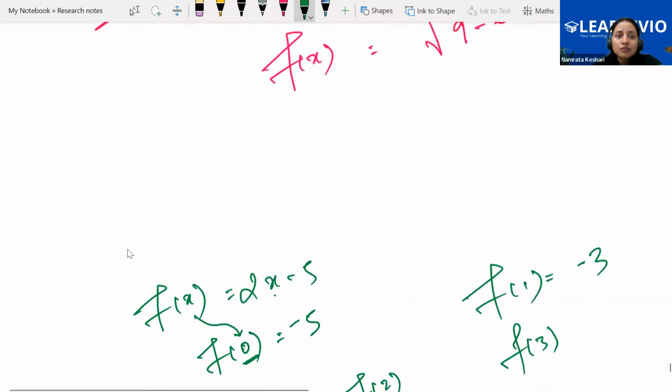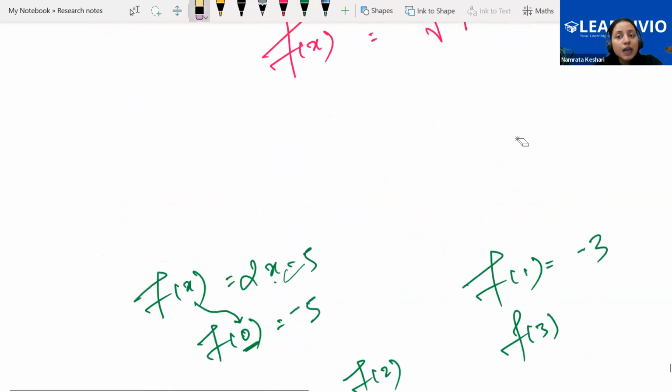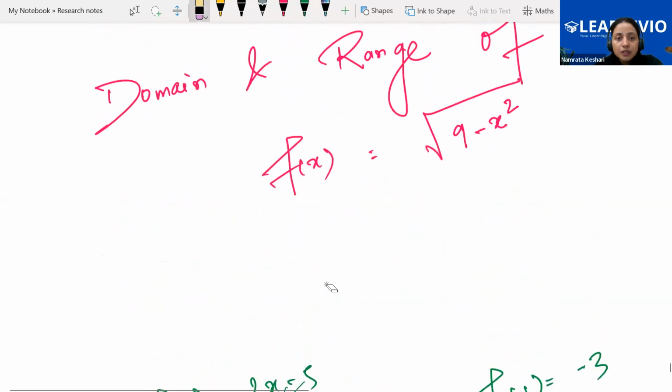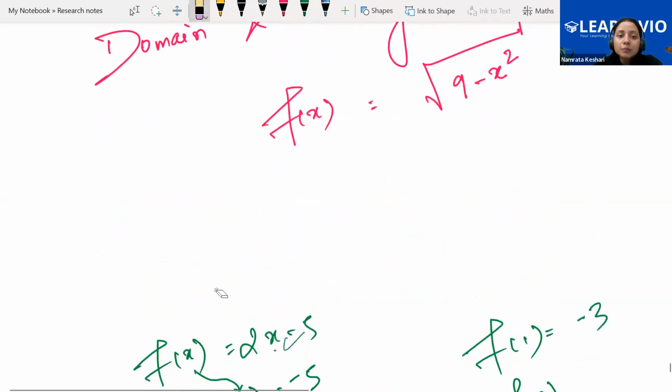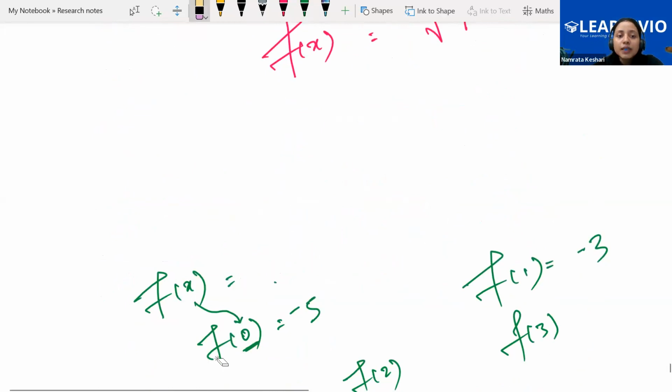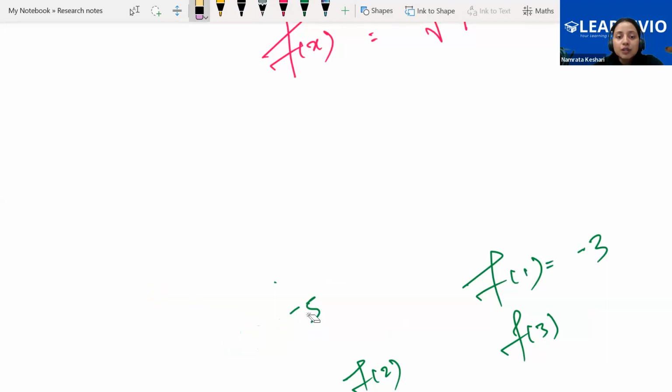So the basic criteria of a function we understood. Now, if we are having a function as the square root of 9 minus x square, we have to find the domain. Domain means what x value can be taken over here. Domain means what x value is acceptable over here.